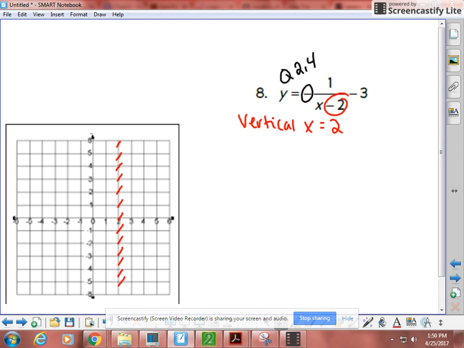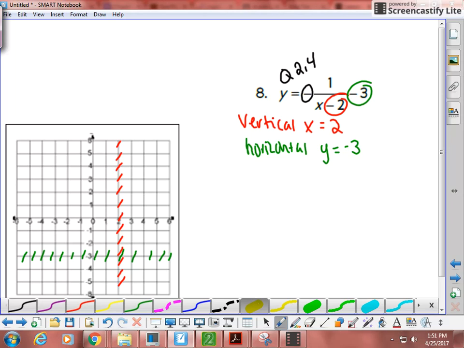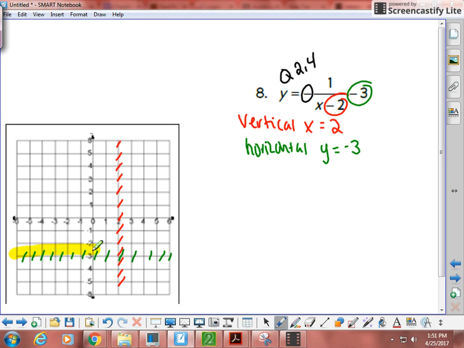Then my horizontal is outside of there, so I get y equals negative 3. Okay, so the two quadrants that I want to be working in are 2 and 4. So my graphs are going to be in this quadrant and then down here in this quadrant, so 2 and 4. Okay, so I want to find my intercepts.